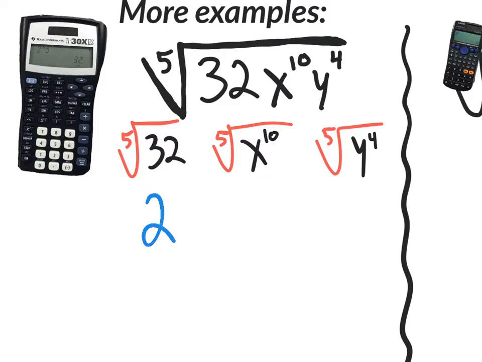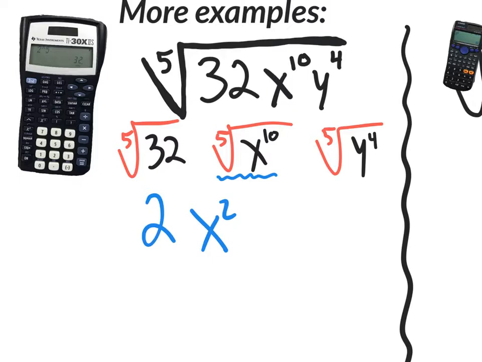Now this next one right here, we know that the fifth root is really the power of what? 1/5. So we know that if it's divisible by 5, it's really easy to do, right? So 10 divided by 5 is what? 10 divided by 5 is 2. So your answer is what? X to the second, x squared.